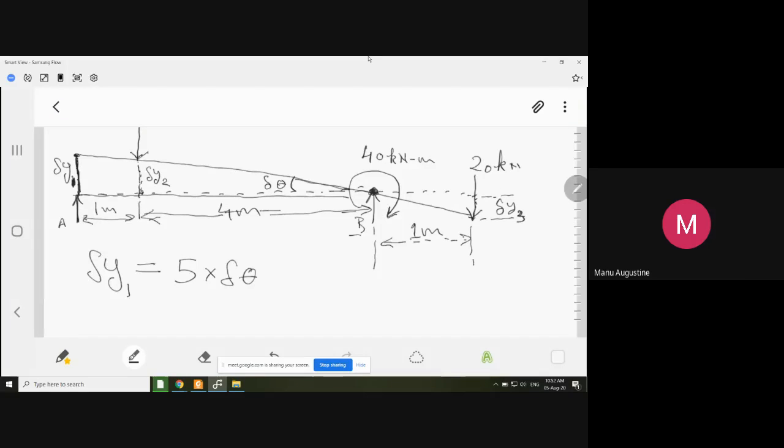Do you agree or not? I am simply saying that delta y1 is nothing but 5 into delta theta, because I am considering this 5 meter length as the radius and delta theta as the rotation angle. And since delta theta is very small, therefore delta y1 must be approximately equal to the arc length. So I can simply say that delta y1 is 5 delta theta. Did you understand this or not? Please tell me.